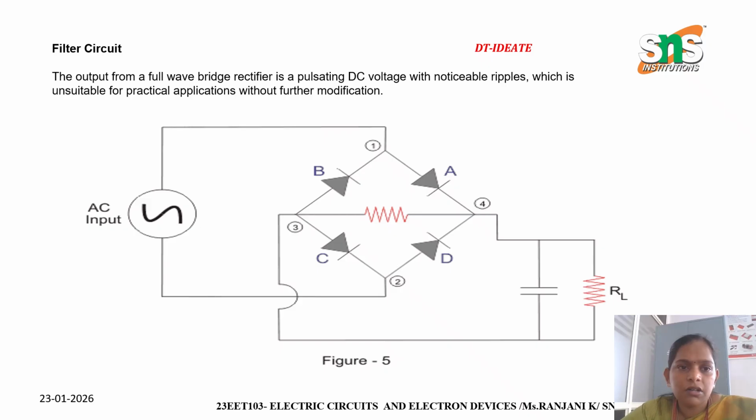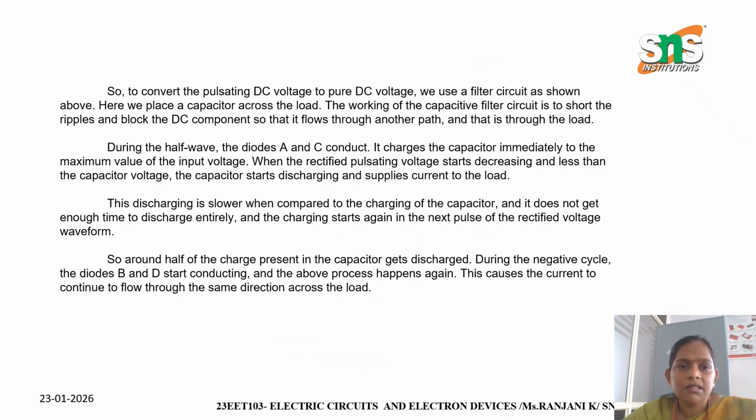Next is the filter circuit. The output from a full wave rectifier is pulsating DC with noticeable ripples, which is unsuitable for practical application without further modification. Next is converting this DC voltage to pure DC voltage. We can use a filter, which means a capacitor that acts as a filter.